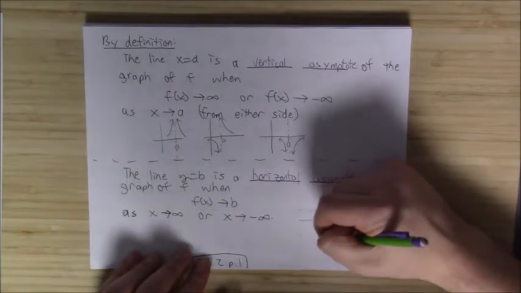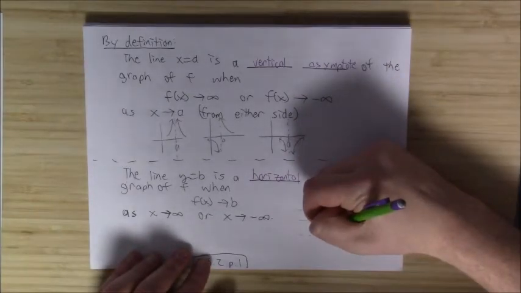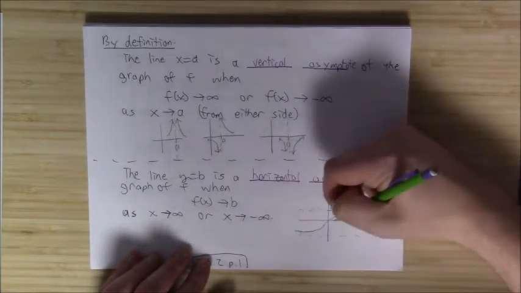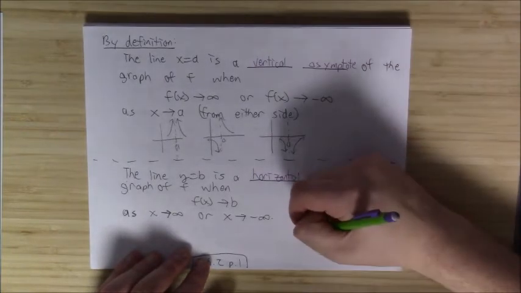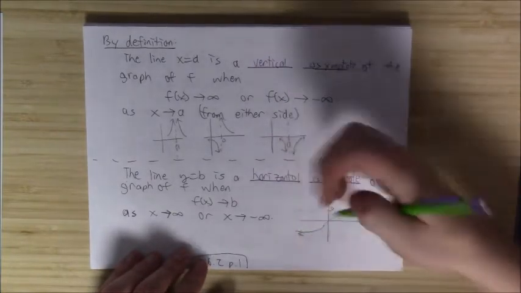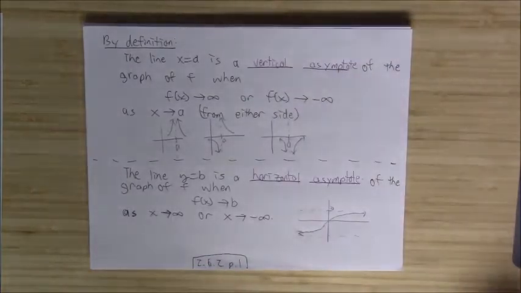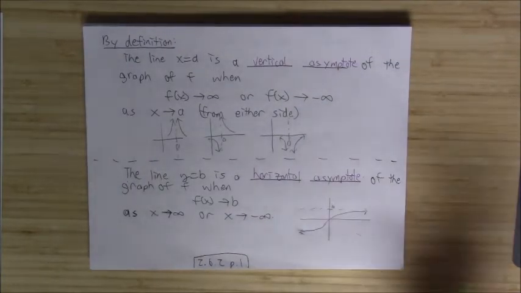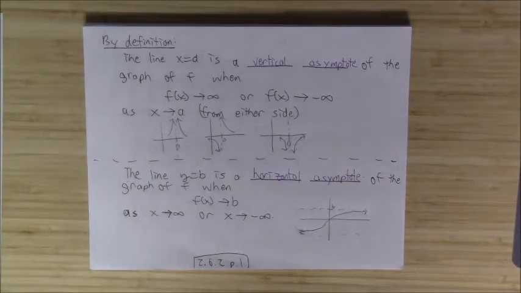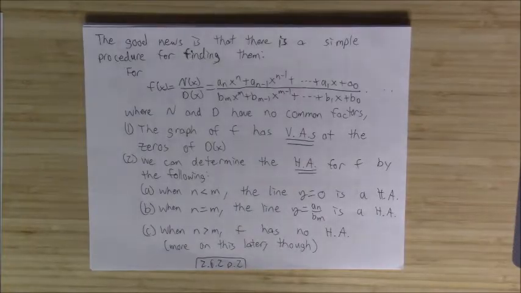Of course, you could have a different horizontal asymptote, possibly, or it could have gone back up, as x goes in the negative direction. If it does either of those, then it's a horizontal asymptote. The good news in all of this is that there's a simple procedure to find them.